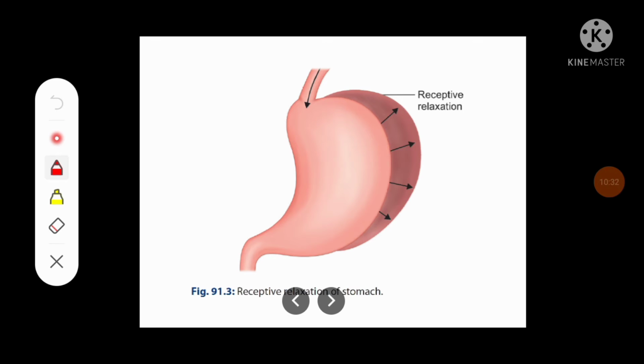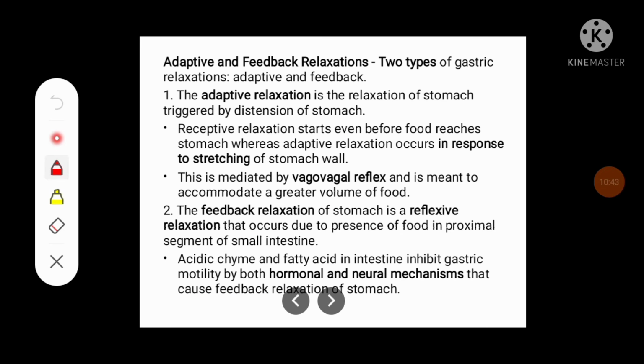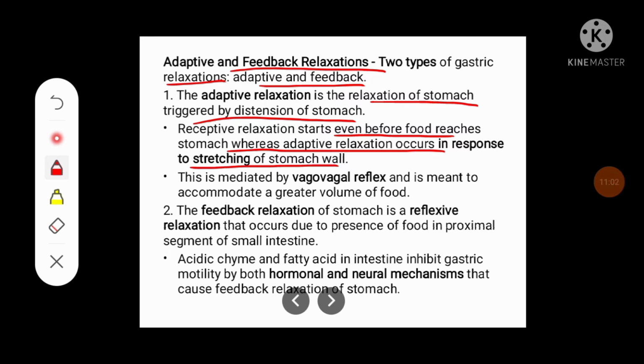So this is a diagram showing the receptive relaxation when food enters the stomach. So the stomach fundus is going to dilate and relax. Adaptive and feedback relaxation. Two types of gastric relaxation, adaptive and feedback. The adaptive relaxation is the relaxation of the stomach triggered by distension of the stomach. The receptive relaxation starts even before food reaches the stomach, whereas adaptive relaxation occurs in response to stretching of the stomach wall. This is mediated by the vagovagal reflex, and it is meant to accommodate a greater volume of food.